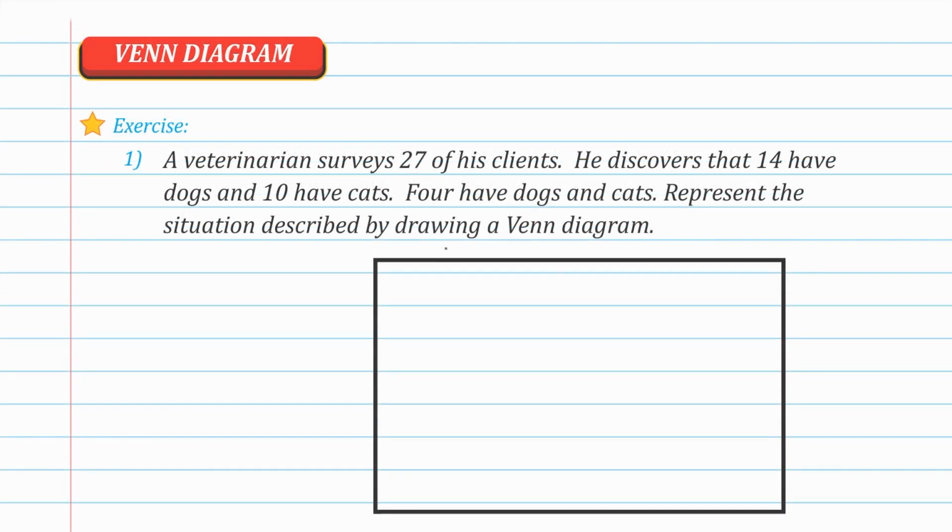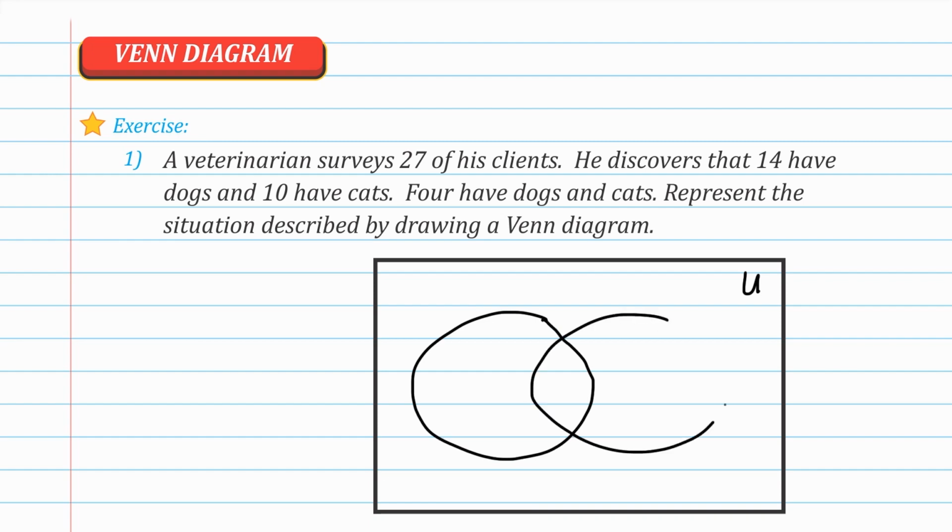Let's answer. Let's try to draw our biggest shape first, the universal set. And don't forget, we have to label it with U. Always label. Next, let's try to put our subgroups here. We know that we have dog owners and we also have cat owners. So we have to draw these 2 circles to represent these 2 sets. So doing that, we have this circle and this circle. So these are the dog owners and these are the cat owners. So what do we do next? Let's plug in the values.